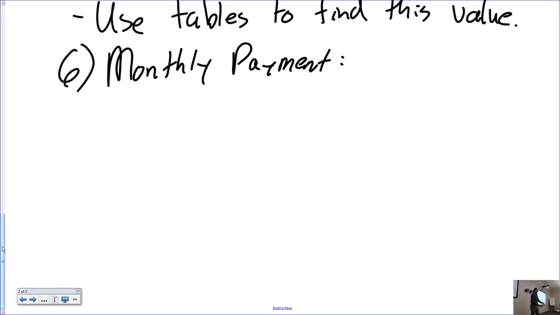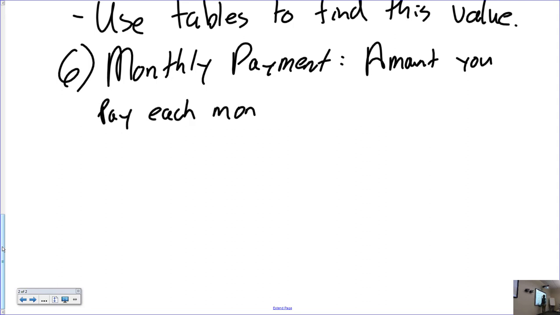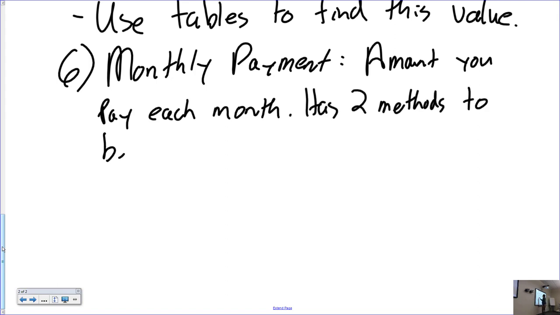One of the other things about any kind of financing that you're going to have to do is what's going to be your monthly payment. And how would you define the monthly payment? Yeah. It's just the amount you pay each month, right? I mean, it's obvious, but at the same time, I'm going to write it down just to be safe, all right? Amount you pay each month. And this can be calculated two separate ways, folks, okay? Two methods to be calculated.